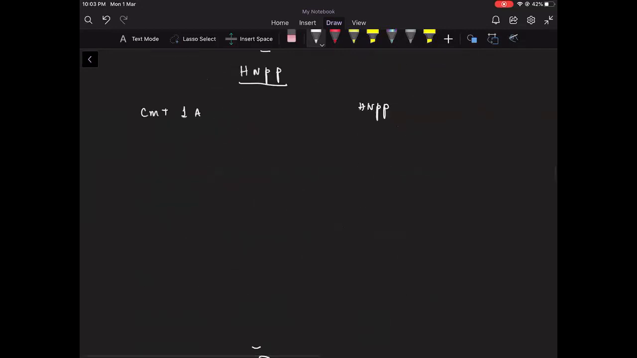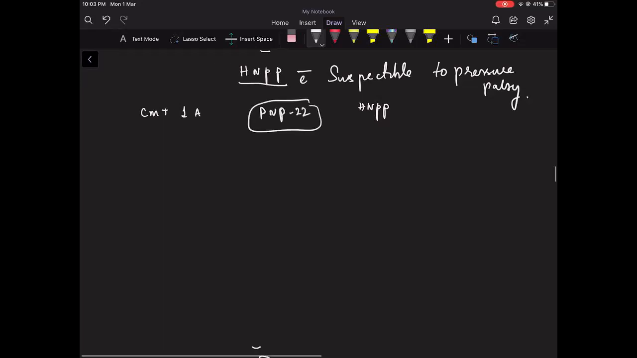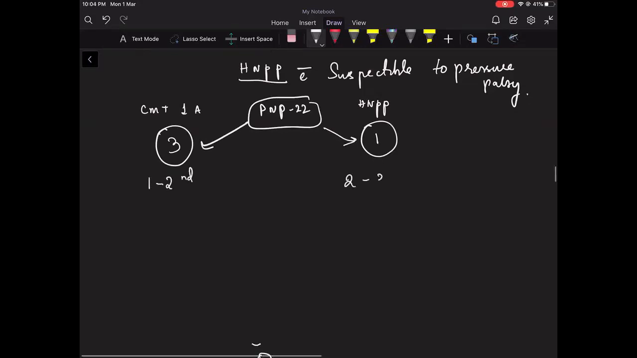The next variety is hereditary neuropathy with susceptibility to pressure palsy. So why the importance of the PMP22 gene? I'll be saying here. Here it has 3 copies, whereas in this other one the patient will actually have 1 copy. And the usual age of presentation is first to second decade. And here the age of presentation will be second to third decade.